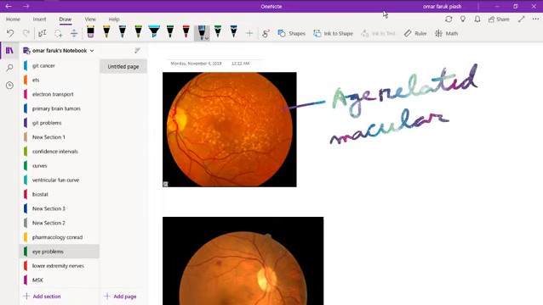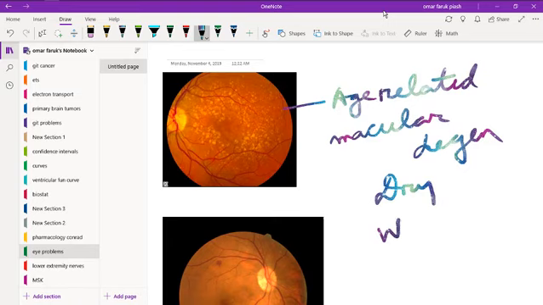One is dry and another is wet. What happens here is degeneration of the macula, that means the central area of the retina, and it causes distortion and eventual loss of central vision, which is called scotoma. I have already said that there are two types of age-related macular degeneration: one is dry and one is wet.